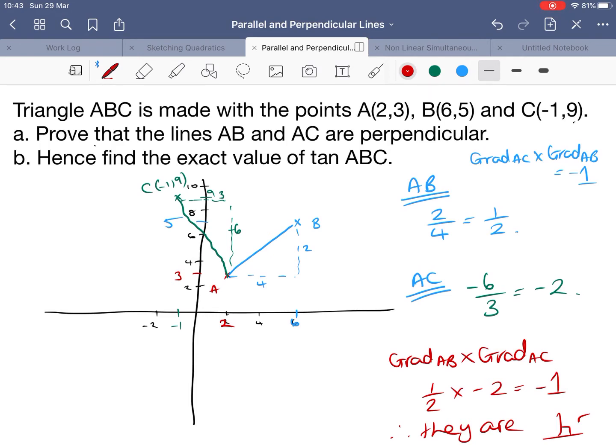Now, this last bit, hence find the exact value of tan ABC. So what does that mean? It means if I've got a triangle ABC, so I'm going to draw it in, the angle ABC is this angle here, because it's the angle at B, going from A to B to C. I'll just use a highlighter to show you this. A to B to C. So it wants this angle here. So what it's saying is, show the exact value of tan theta, because I've put a theta there because it's a bit easier to understand.